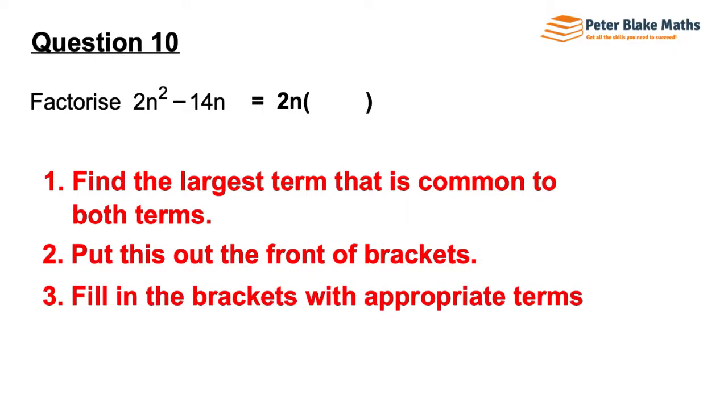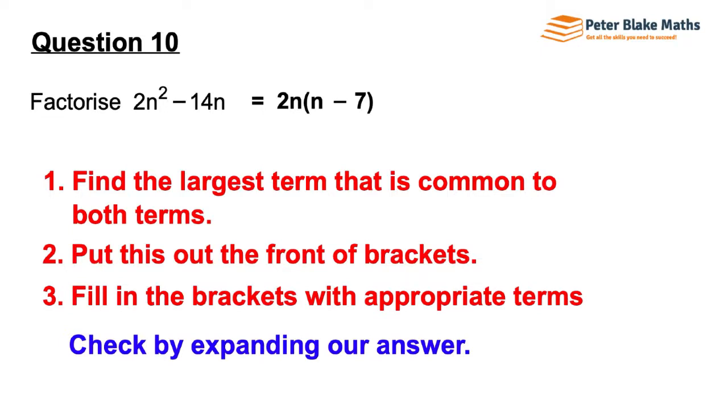Then we ask ourselves, how do we fill in the brackets with appropriate terms? For that first space in the brackets, what have we got to multiply 2n by to get 2n squared? Well, we'll need another n. Then for the second part of the brackets, what have we got to multiply 2n by to make minus 14n? So we'll need a minus. We'll need something to multiply the 2 by to make 14. So I think we'll need a 7. And so I think minus 7 might be the go.